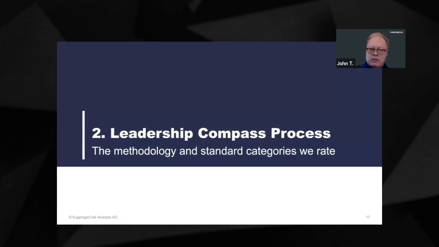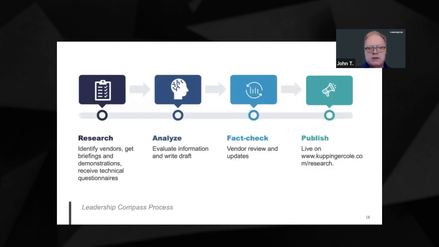So we use a similar process for KC OpenSelect as for the Leadership Compass. So I thought we'd quickly go through what our methodology and standard categories are that we rate against. So how we do it, we look for all the vendors in a field, we get briefings, demonstrations, we create a large technical questionnaire, send it off, get the responses. Then we look at the information that we've received, we write a first draft, we go through a fact check process. And once all that is agreed upon and done, then we publish it on our website.